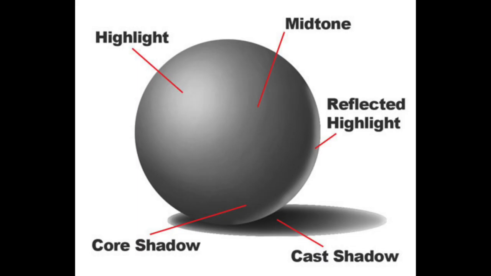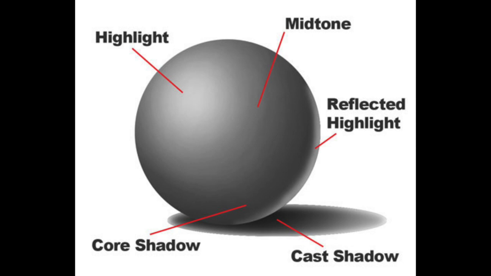Today I'm going to be showing you how to create value and shading on some basic forms, and today we are going to do a sphere. Now the first thing to understanding shading is we have to understand the parts of the values. So let's take a look at a sphere and break it down by the shadow parts, highlights and shadows.